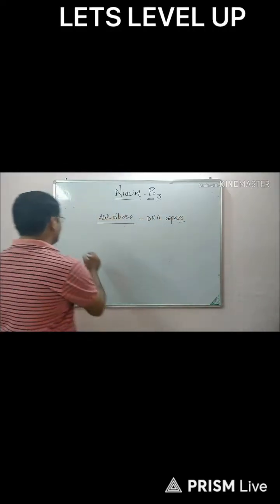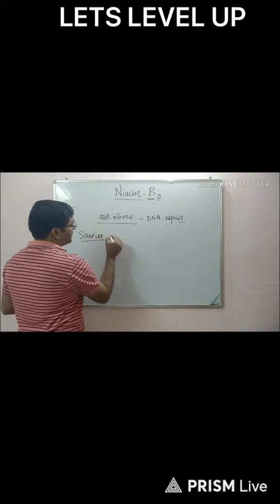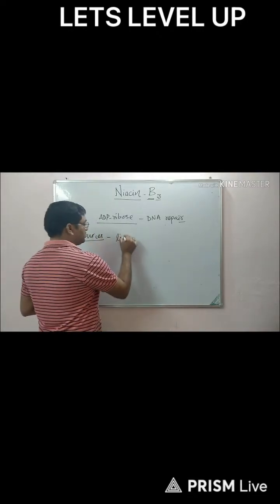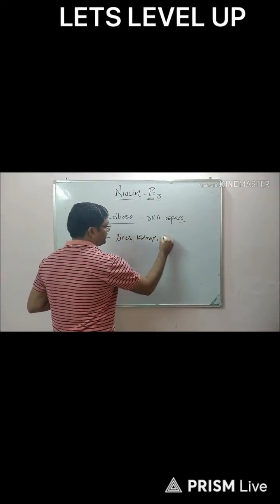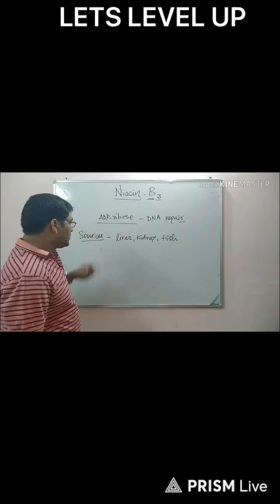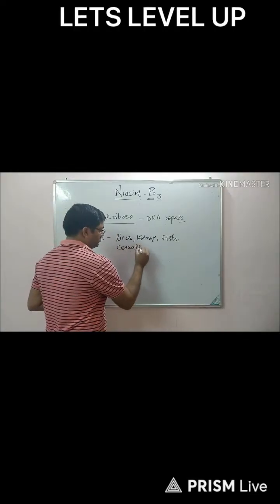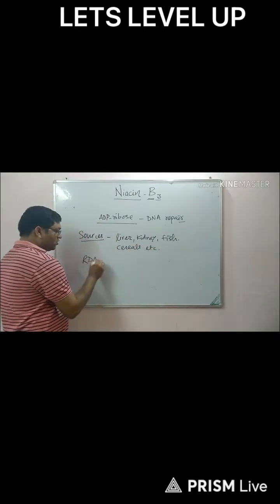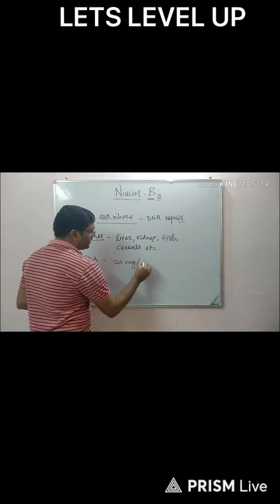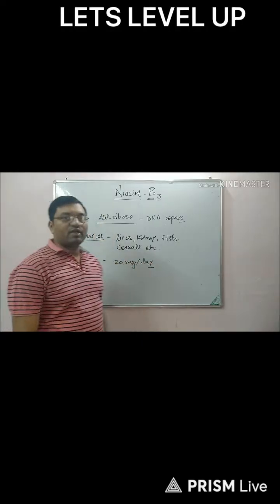Now coming to the dietary sources of niacin, it is present in non-vegetarian diet, that is liver, kidney, fish. Milk is a poor source of niacin. Also, it is present in cereals, etc. The recommended dietary allowance of niacin is about 20 mg per day, also known as 20 mg of niacin equivalent per day.